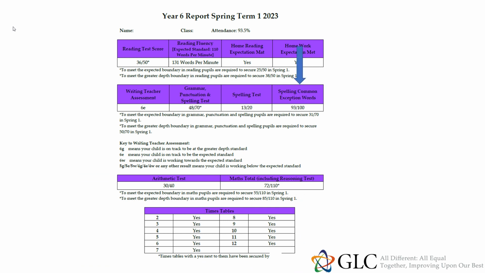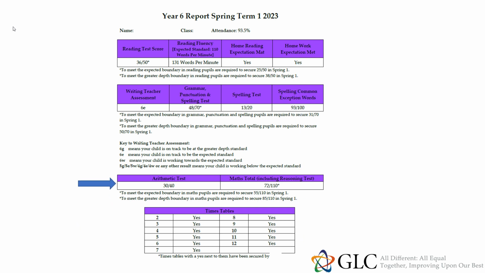In the next box, you can see that this child can read 93 out of 100 of the common exception words. Please note that the common exception words list is a shared list with Year 5, and pupils are expected to secure 100 words by the end of Year 6.